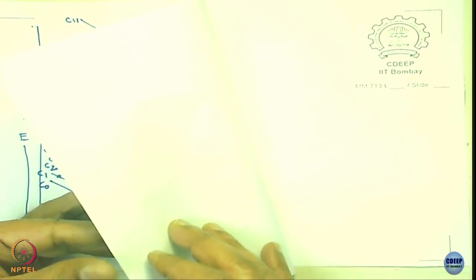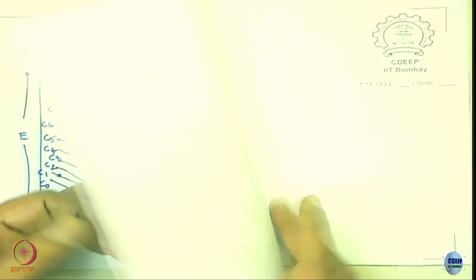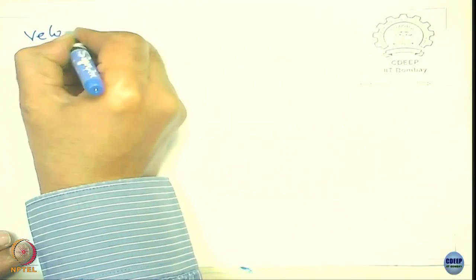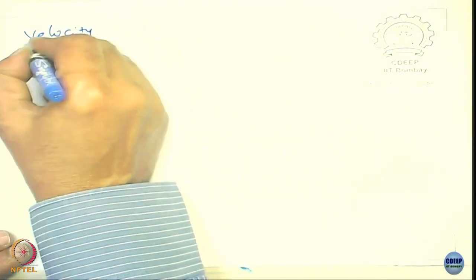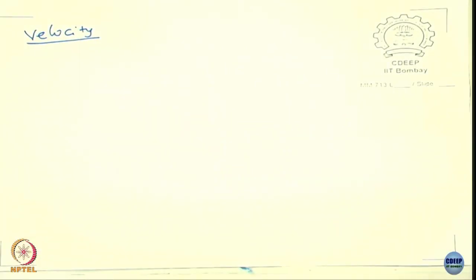I will give another example, then we will move further into the other topics of electrochemical kinetics. So, let us look at the velocity. We have seen this earlier, how the velocity can affect corrosion. It need not affect corrosion. You tell me a case where the velocity may have effect on corrosion. It may not have an effect on corrosion.